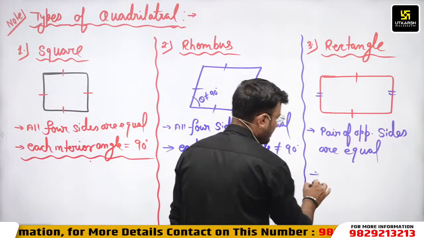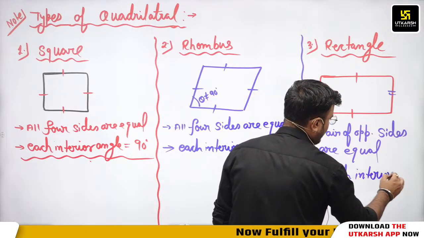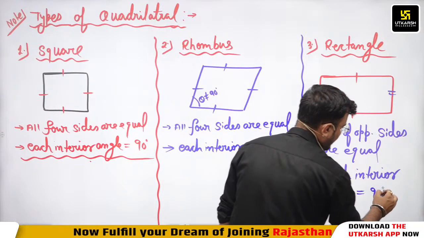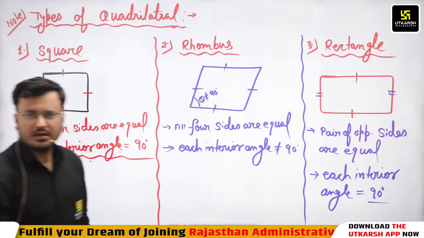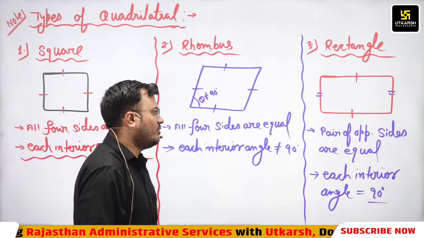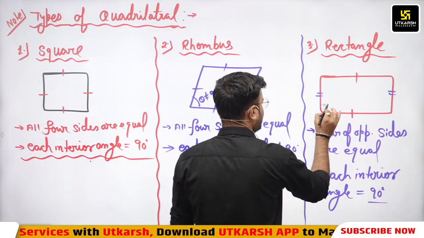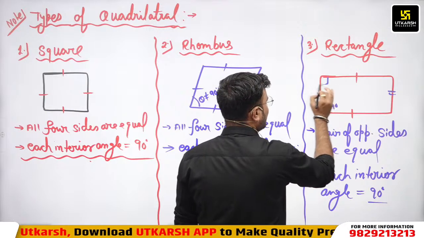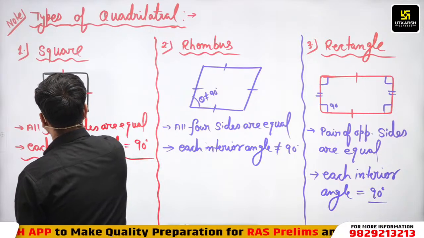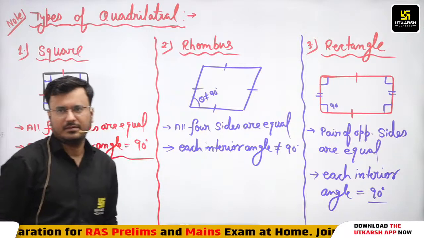Second one, each interior angle is equal to 90 degrees. So in a rectangle, pair of opposite sides are equal, and each angle is equal to 90 degrees. So this angle is equal to what? 90 degrees. All these angles are right angles. And in a square, all these interior angles are 90 degrees. Okay, so this is your rectangle.